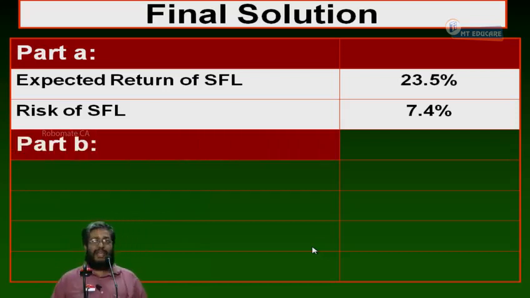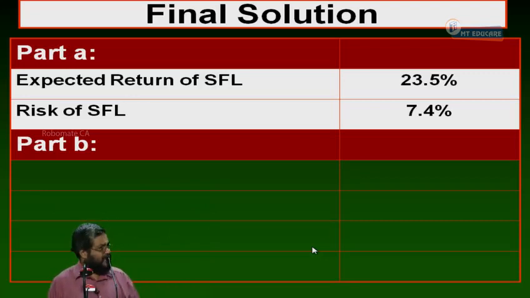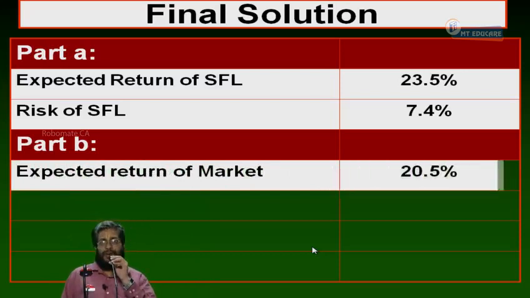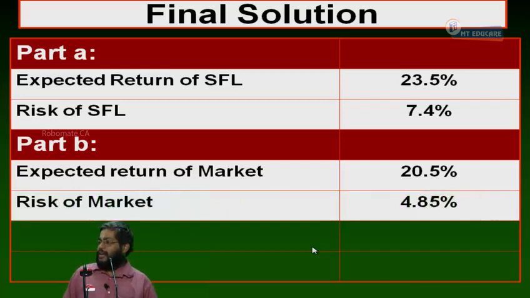Enough for return for now. Next stage. Part B. Next is part B. Now I want to understand the market portfolio. How a security can have a risk and return, the portfolio too can have what? Risk and return. The expected return of market. What is the expected return of market portfolio? 20.5. What is the risk of market here? Risk of market is 4.85%. Expected return of market 20.5. Risk of market is 4.85%.